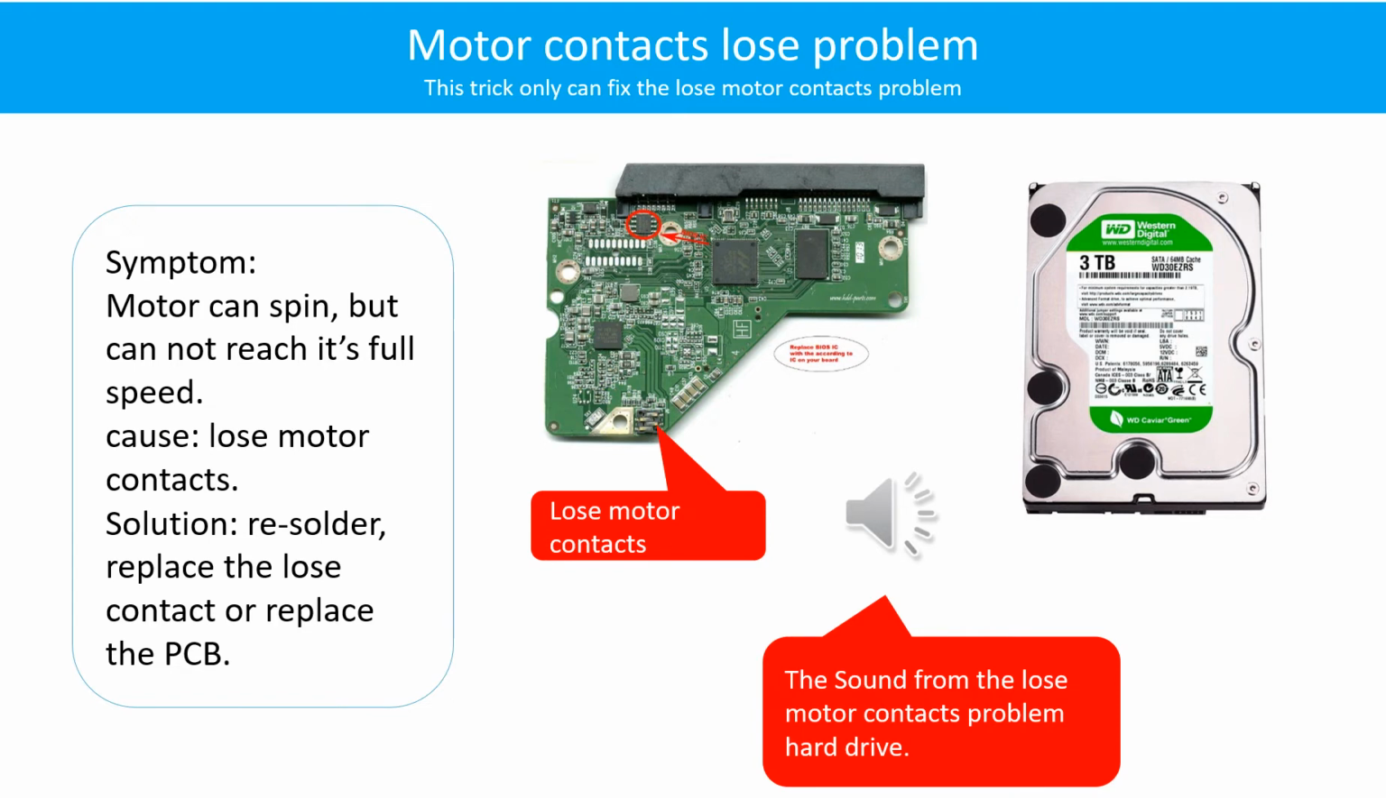Motor contacts loose problem. Symptom: the motor can spin but cannot reach its full speed. Cause: loose motor contacts. Solution: resolder, replace the loose contacts, or replace the PCB. Here is the sound from the loose motor contacts problem hard drive.